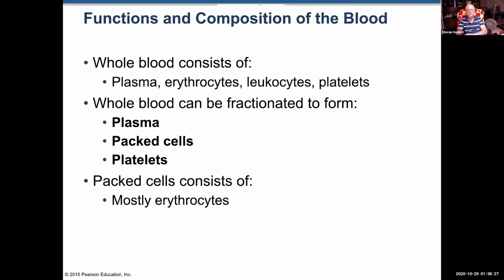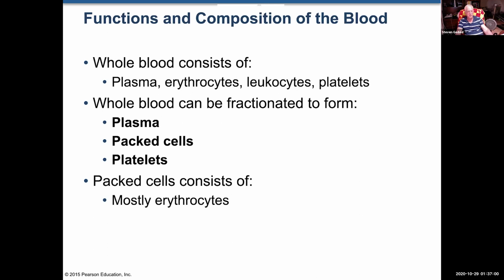The whole blood consists of your plasma and your formed elements. Your plasma, erythrocytes, leukocytes, and platelets. Whole blood can be fractionated, and you can form just plasma. You can centrifuge it to get just the plasma. You can get just packed cells or just platelets, depending on what you need. And the Red Cross fractionates the blood and stores it as either plasma or packed cells or whole blood, depending on how they want to store the blood for what purposes they need it for.